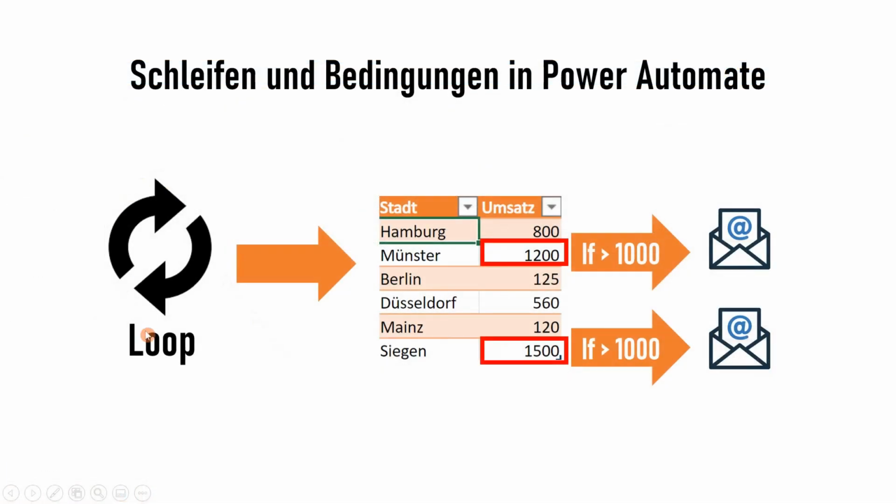So today we created a loop, and then we went through the table row by row, checked each row if the value is greater than 1000, and if this is the case, we sent an email.